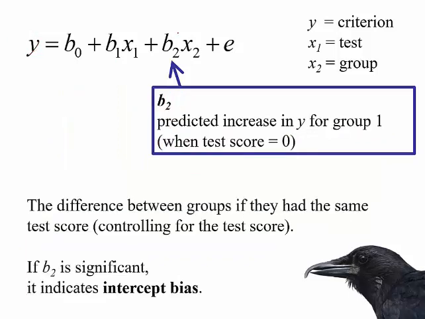It's just focusing on that. So beta 2, again, it's a predicted increase in y for group 1, holding test score constant. And so if we have a significant effect for beta 2, it's telling us the difference between groups if they had the same test score, which is intercept bias. If beta 2 is significant, we have intercept bias.